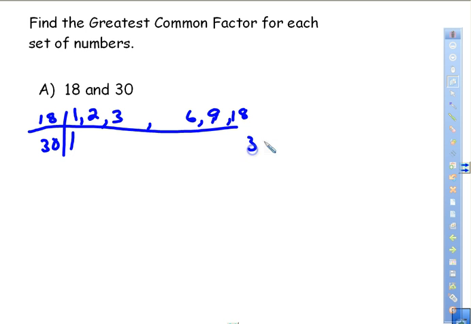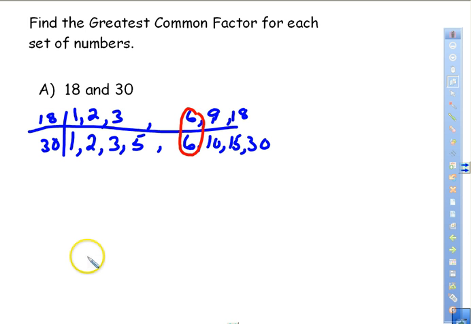1 and 30. So I try 2. Does 2 go into 30? Yep, it's an even number. That's 15. Then 3 times 10. Then 4. 4 doesn't go into 30 equally. Does 5? Yep, 5 times 6. And does 6? Well, we already have a 6, so we're done. And then again, we're looking for my greatest common, which in this case is 6.